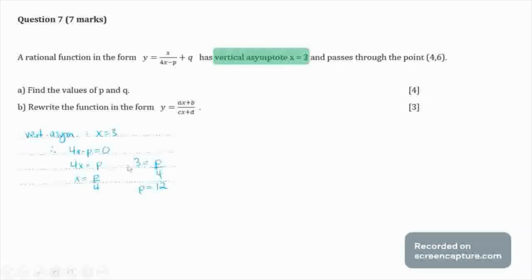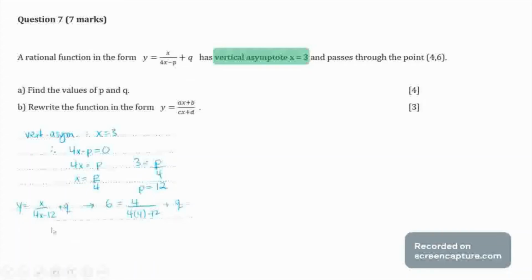Now that we know that, we can rewrite this function using a p value of 12. So we're getting closer to having all the pieces we need. We have p, now we need q. To find q, we're going to use the other piece of information that's given, which is that this rational also passes through the point (4, 6). So now we know an xy coordinate, and we can replace x and y in here with those values and solve for q. So let's try.